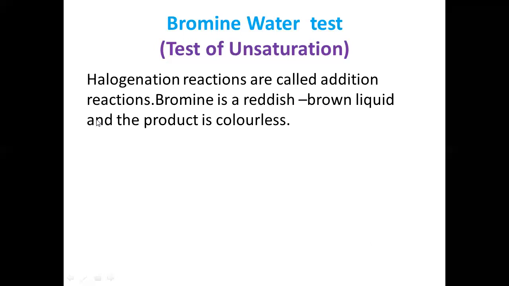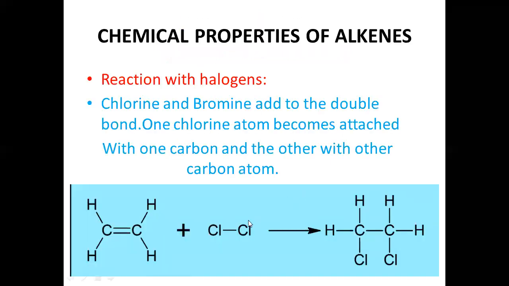Halogenation reactions are called addition reactions. If you remember in the preparation of alkenes, I told you the reactions where alkenes are prepared from alkyl halide and from alcohol, elimination takes place. The two groups are eliminated from two carbon atoms. But in this case, you saw that the addition of the two atoms takes place on the carbon atoms. So this type of reaction where atoms are added to the hydrocarbons is called an addition reaction.